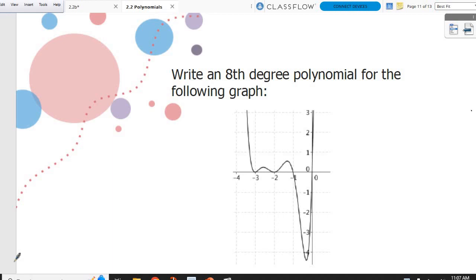Friday, we started talking about polynomials and their graphs. And so our last question that we did was taking an equation and graphing it. Now we want to go backwards. We want to look at, here's a graph. Can we make an equation for that graph? So, what was the first thing that we talked about on Friday?